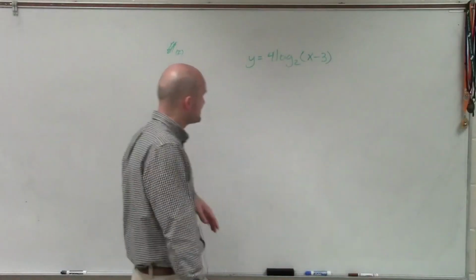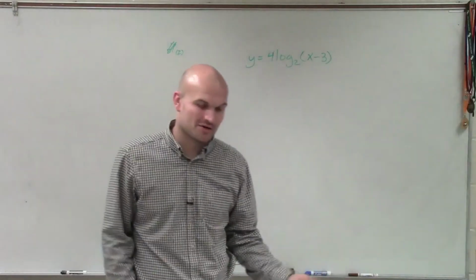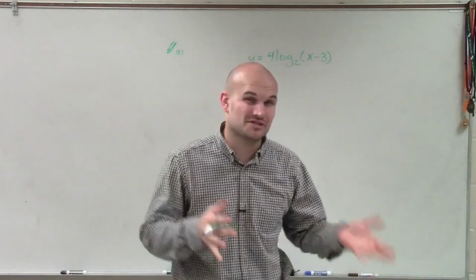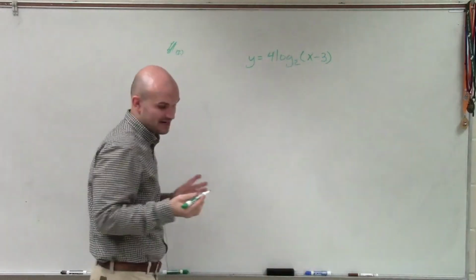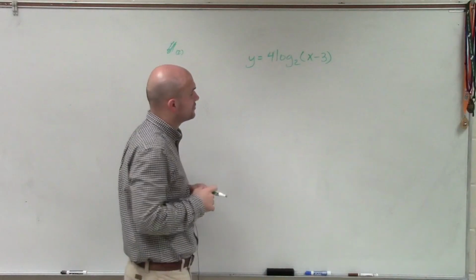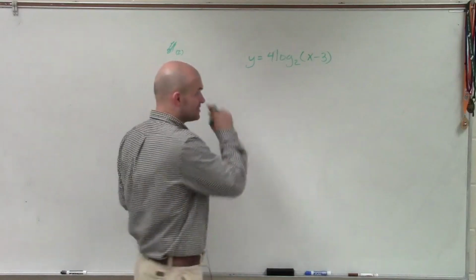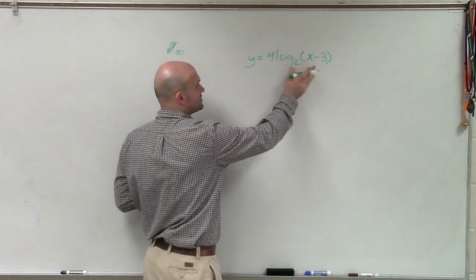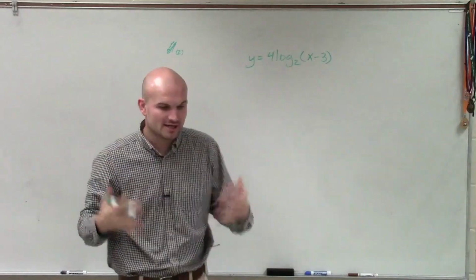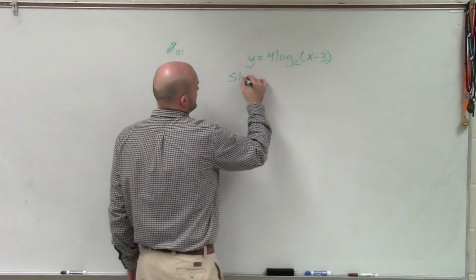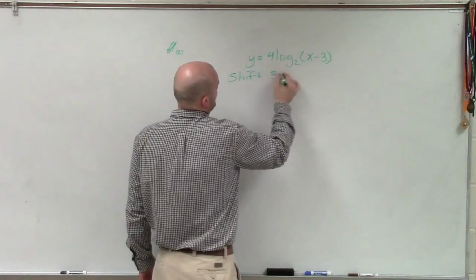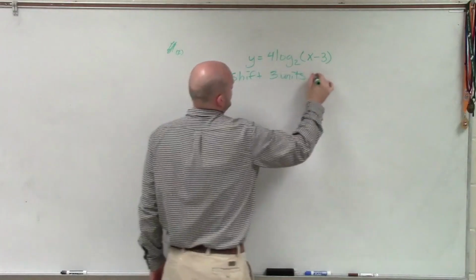All right, ladies and gentlemen. When I'm looking at graphing a logarithmic equation or a logarithmic function, I always want to be able to determine exactly what my transformations are. So in this case, I have y equals 4 log base 2 of x minus 3. So we understand that we have an x minus 3. By applying the transformations of a function, we know that the graph is going to shift 3 units to the right.